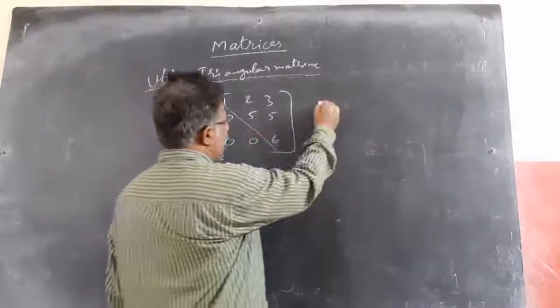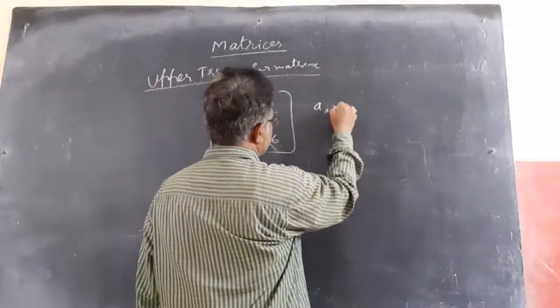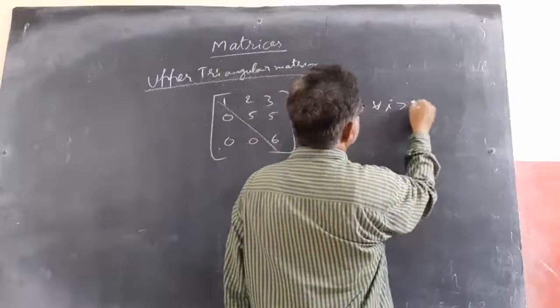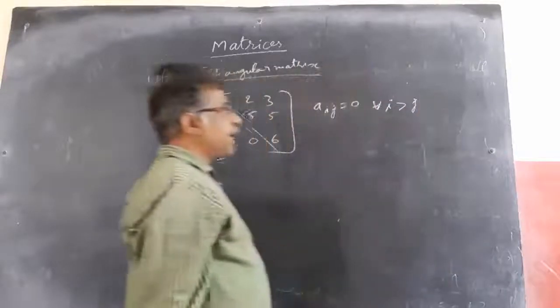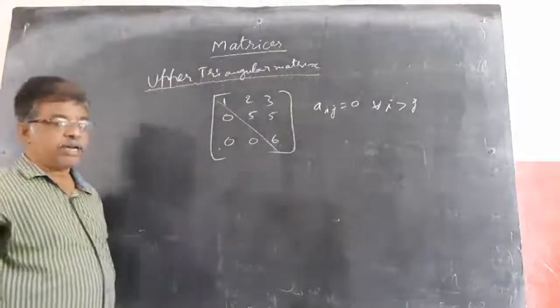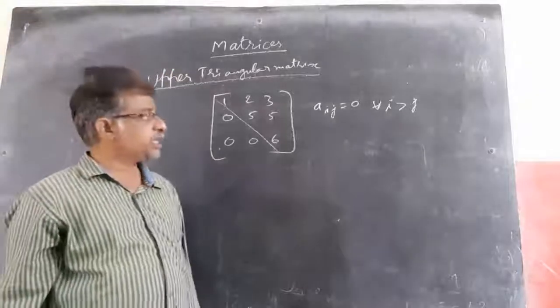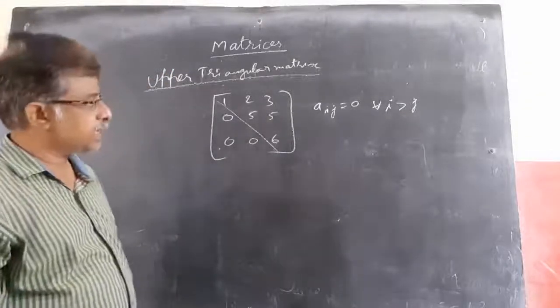Here we can say all the Aij elements are zeros for every i more than j. For every i more than j, then it is called an upper triangular matrix.